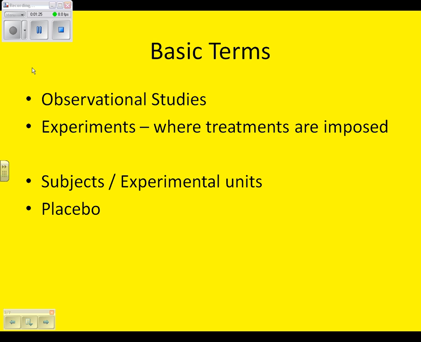A placebo is a dummy treatment that has no known physical effect, but it might have a psychological effect. And so sometimes we give patients placebos, commonly referred to as sugar pills, to see if there's any difference when you receive a sugar pill versus, say, a real aspirin or some actual medication.